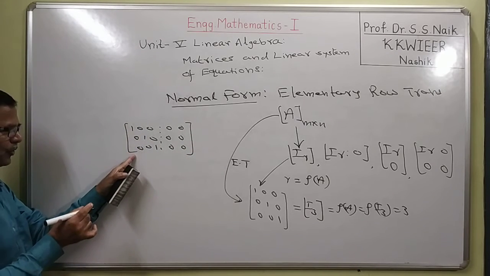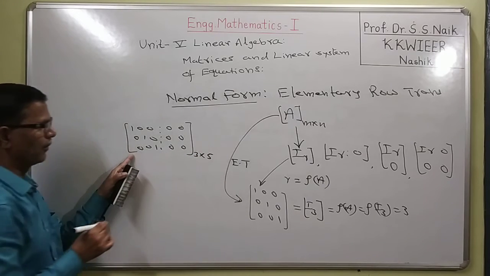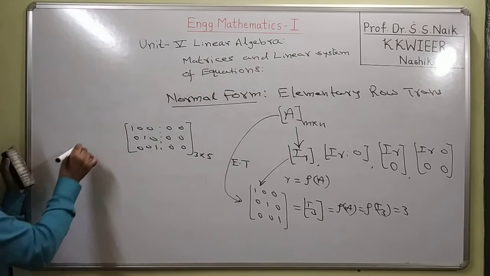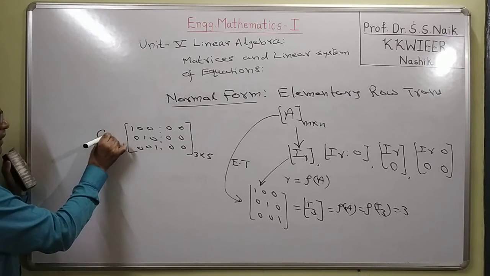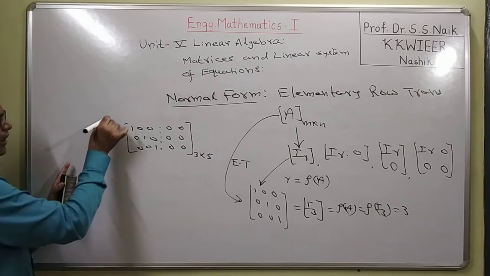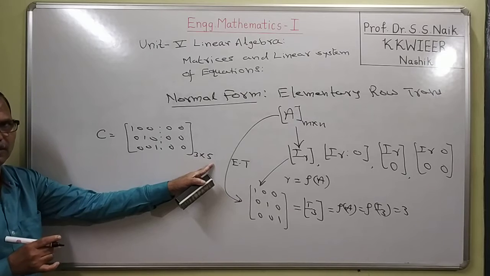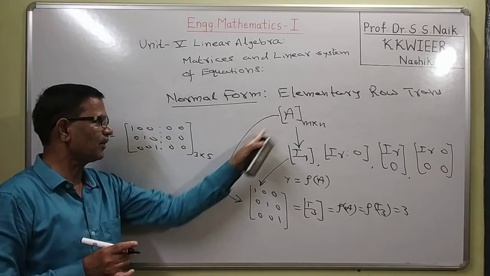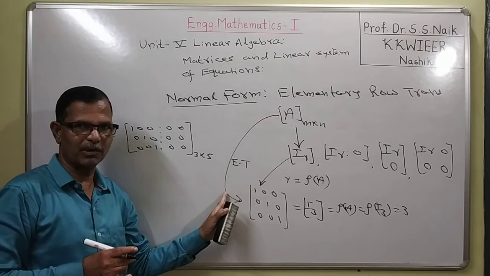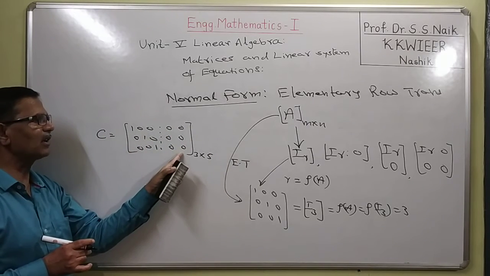is having 3 rows and 5 columns. This is a 3 by 5. You are having 3 rows. Now this may be equal to C. C was given to you. That is, in the original matrix, a 3 by 5 matrix was given. From that 3 by 5 matrix, you did some elementary transformations on this. You converted that given matrix to a matrix of this type.